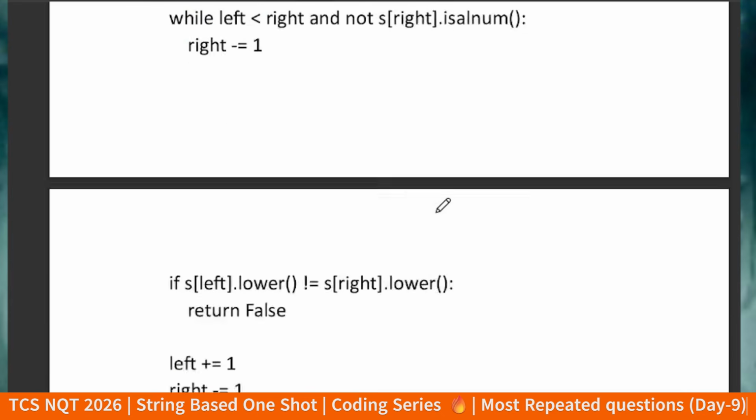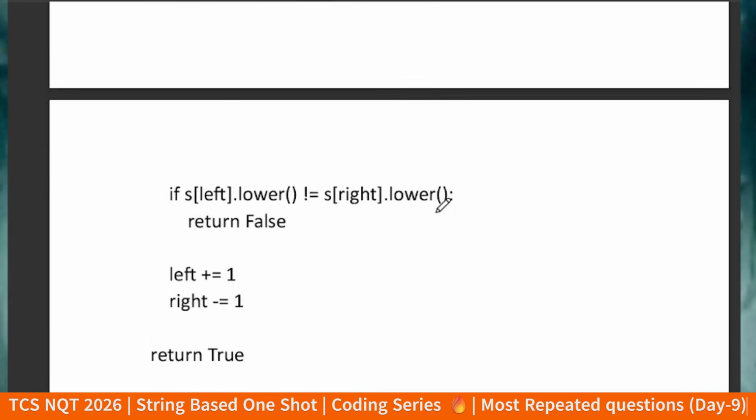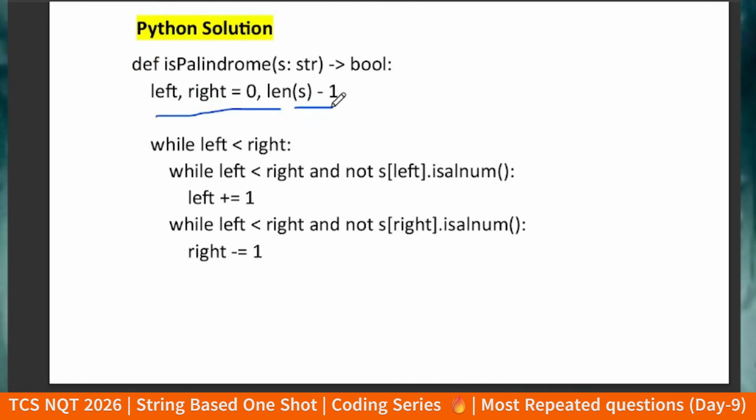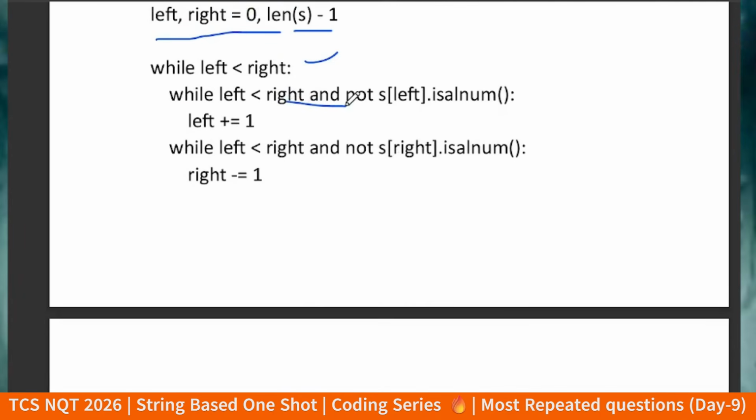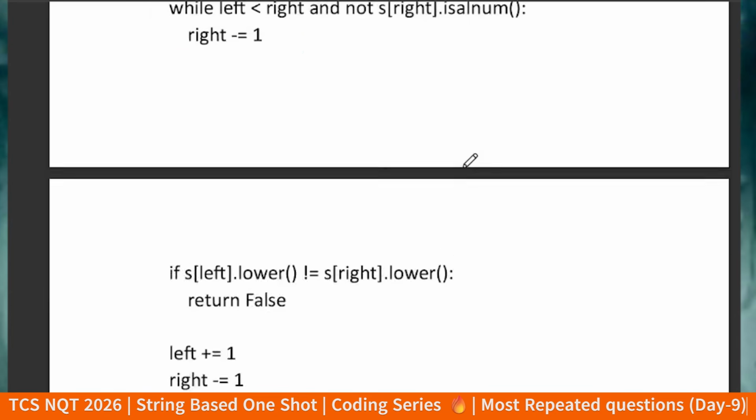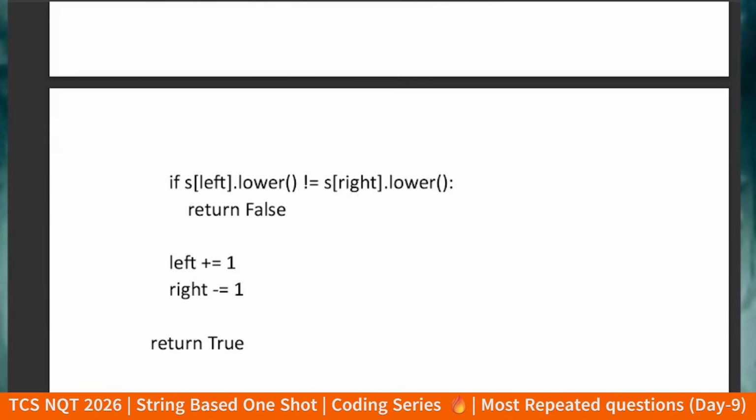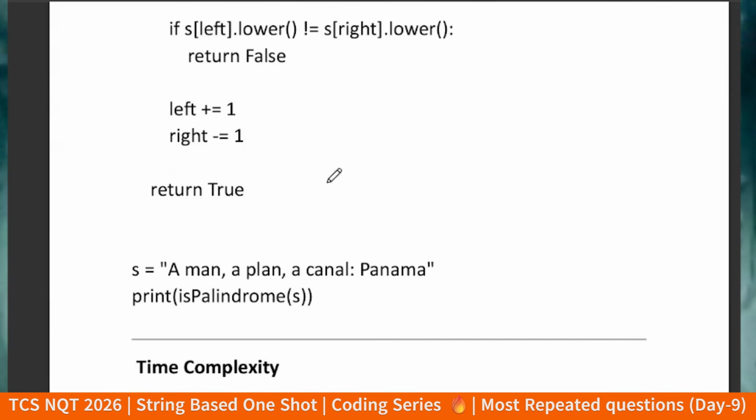Coming to the Python solution, this is quite easy, means I am declaring the left and right pointer, and right will be len(s)-1, while left less than right, this will be the condition. Okay, so for Python we will use the isalnum function. So while left less than right and not s[right].isalnum(), then right minus minus, otherwise left plus plus. And if at any instant we are getting left not equal to right, I will just return false, and otherwise I will just increase the left pointer and decrease the right pointer.